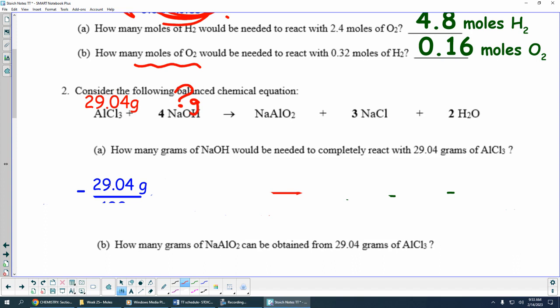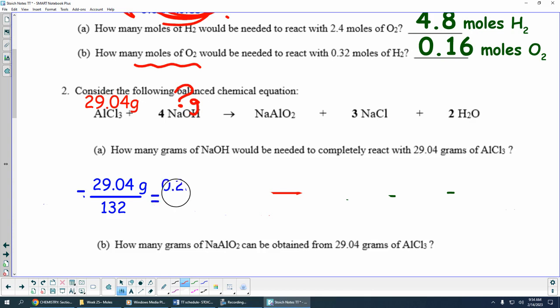How many chlorines do you see? See 3 of them, right? So I'm going to go 3 times 35, enter, plus, how many aluminums do you see? 1 of them, so plus 27, enter. What do you got? 132. Did you add the 27 to that, maybe? Okay. We're looking at 132. Awesome. So, in your calculator, 29.04 divided by 132, enter.